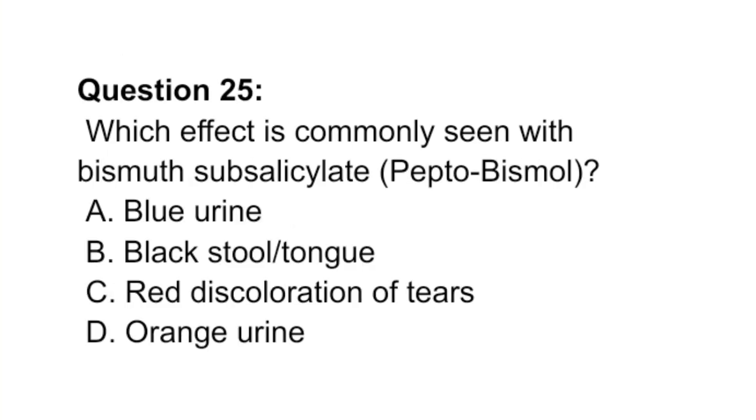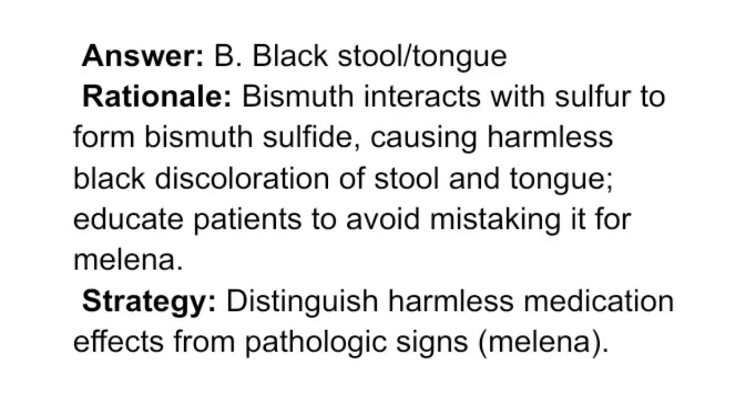Question 25. Which effect is commonly seen with bismuth subsalicylate, Pepto-Bismol? A. Blue urine. B. Black stool/tongue. C. Red discoloration of tears. D. Orange urine. Answer: B. Black stool/tongue. Rationale: bismuth interacts with sulfur to form bismuth sulfide, causing harmless black discoloration of stool and tongue.